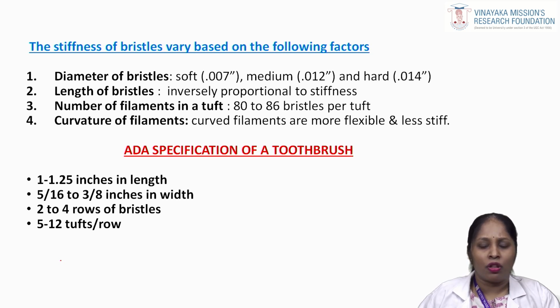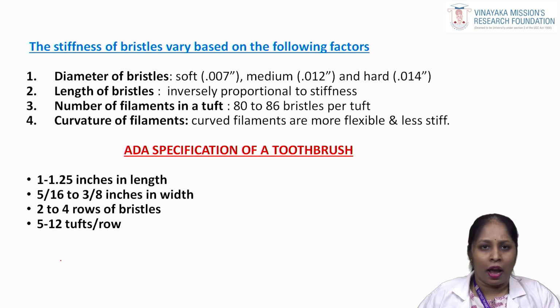After seeing the nature of the bristles, let's see the stiffness of the bristles. It varies based on the following factors: diameter of bristles, which is soft at around 0.007 inches, medium 0.012 inches and hard 0.014 inches. The length of bristles is inversely proportional to stiffness. Number of filaments in a tuft includes nearly 80 to 86 bristles per tuft. Curved filaments are more flexible and less stiff.